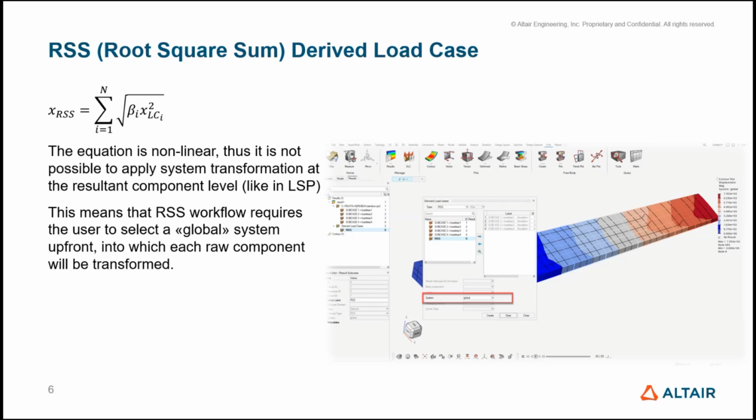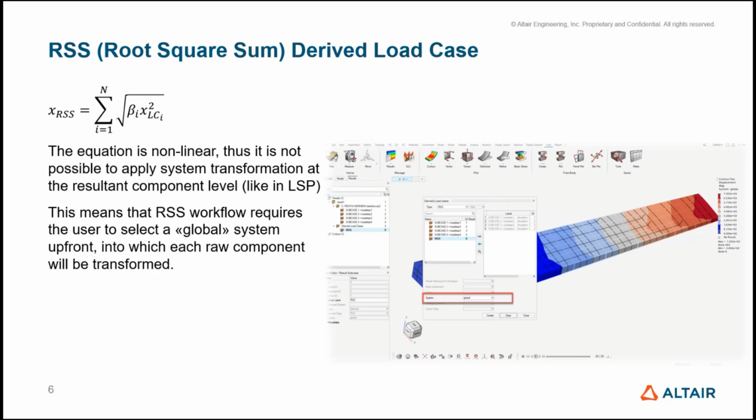The root squared sum is not linear, as you can obviously understand. So therefore, a results transformation in terms of system projection needs to happen upfront. And you will see in the workflows for creating the derived load cases using HyperMesh Post, you should be already familiar with this workflow. So you could create linear superposition as an envelope.